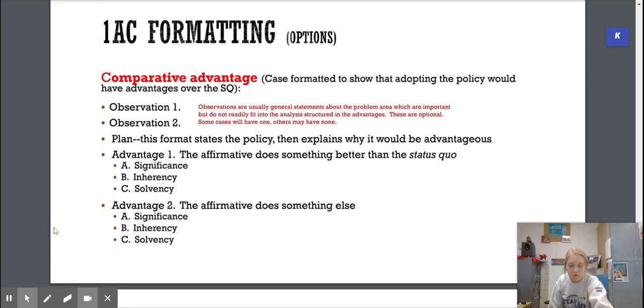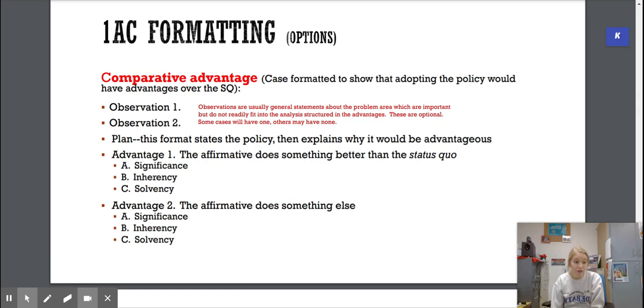The next type of case is called a comparative advantage case. This is the type of case that more varsity tend to run. So a comparative advantage case is formatted to show that adopting the policy would have advantages over the status quo, which means we should do it. So you have observations, and these observations are usually general statements about the problem area, which are important, but they don't really fit into the structure of the advantages.